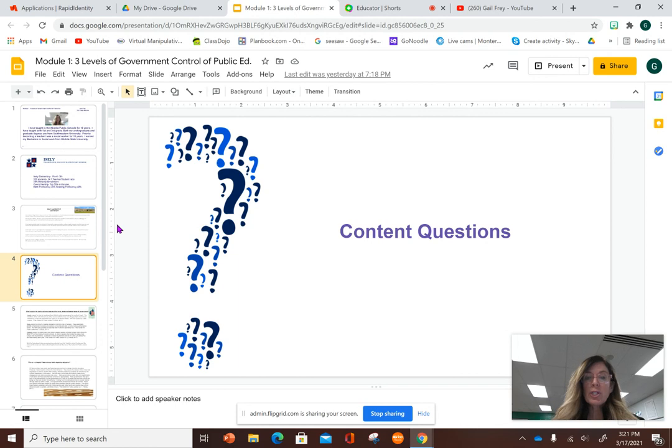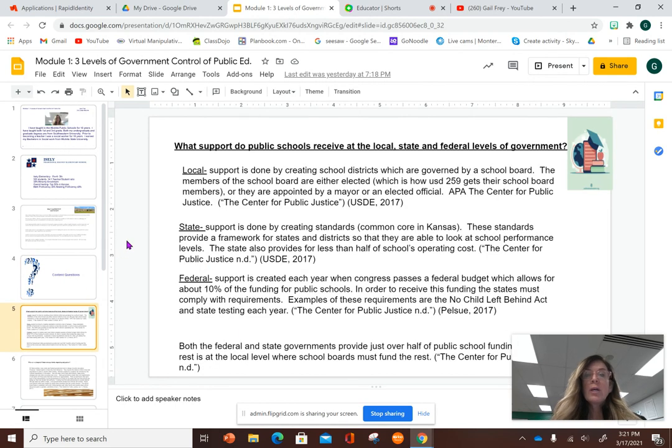All right, content questions. What support do public schools receive at local, state, and federal levels of government? At the local level, support is done by creating school districts which are governed by a school board. The members of the school board are either elected, which is how the district USD 259 gets their school board members, or they are appointed by a mayor or an elected official.